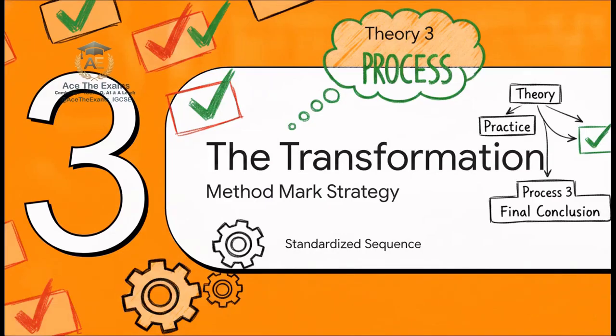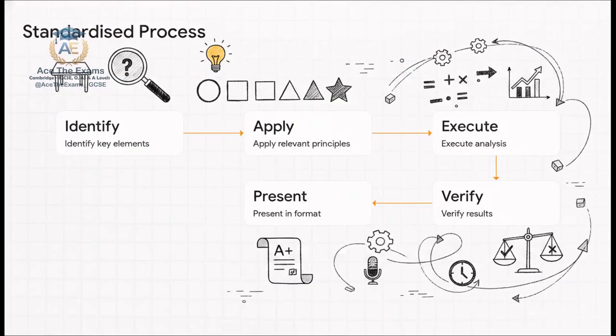Section 3. The transformation. Let's see the method mark strategy in action. All right, let's watch those red pen marks turn into satisfying green check marks. You have to understand that in Cambridge computer science marking schemes, marks are very frequently awarded for the process itself. The examiner wants to see how you arrived at an answer, not just the final conclusion you reached. The standardized sequence you see here is exactly how you secure those critical process marks.